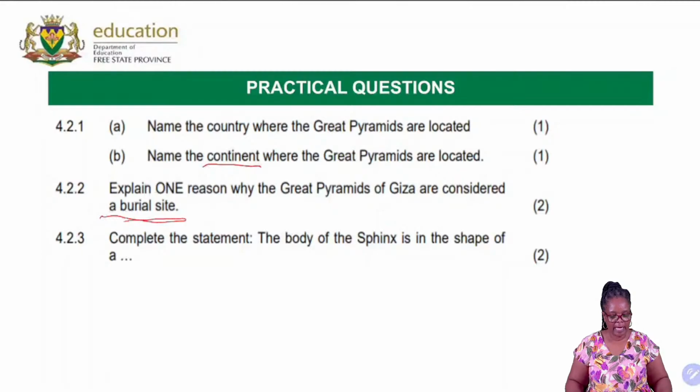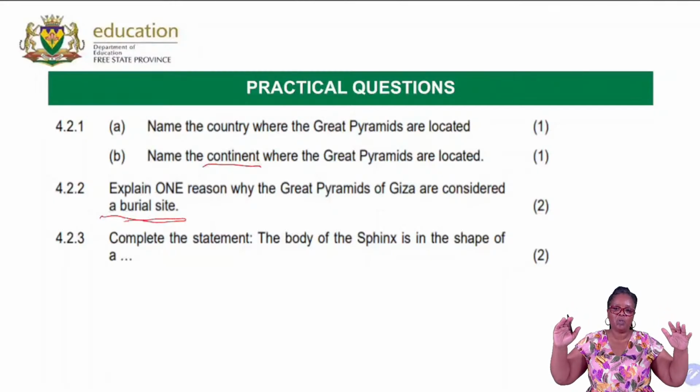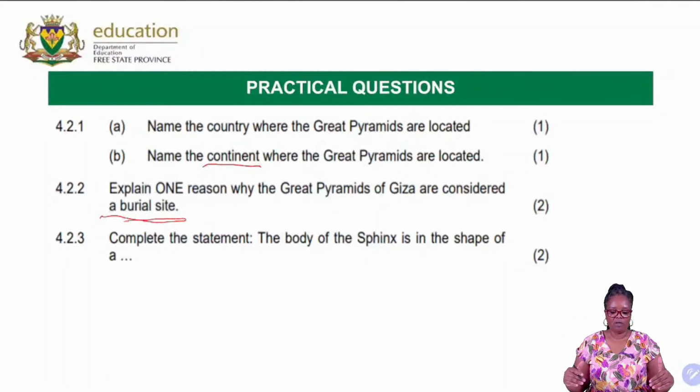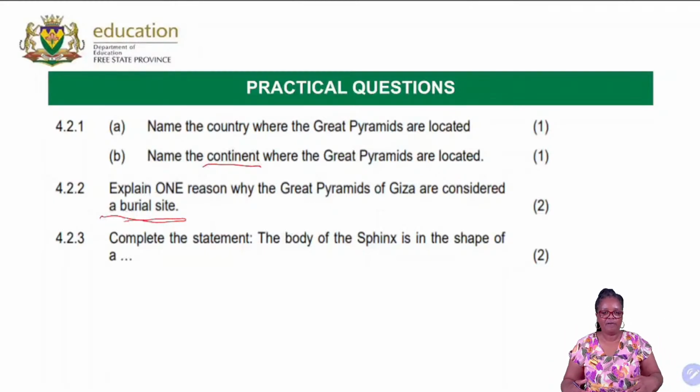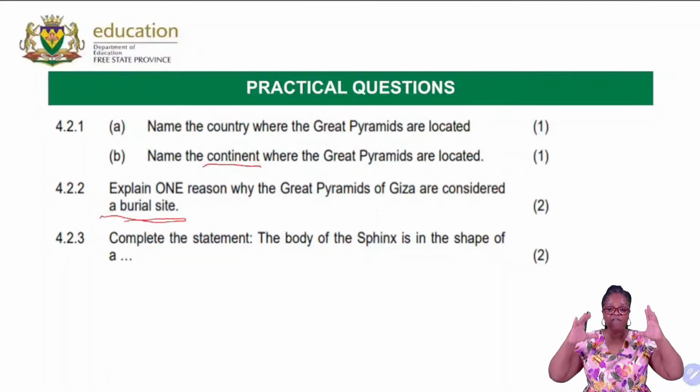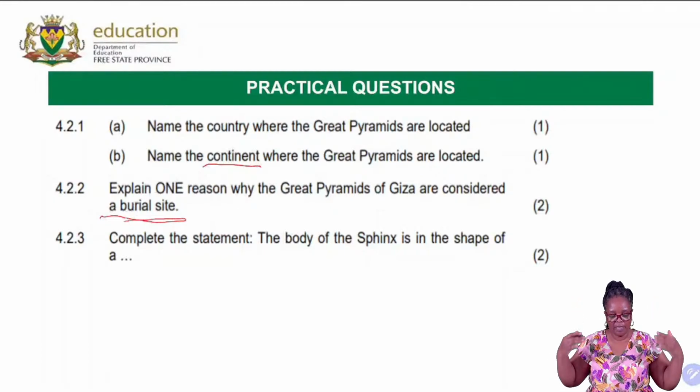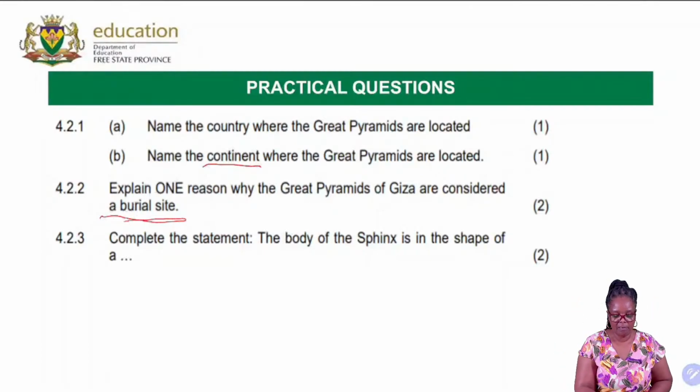4.2.3, complete the statement. The body of a sphinx is in the shape of what? Remember, I said to you last time, we have the Great Pyramids of Giza. Then in front of them, we have the Sphinx. I showed you last week. The Sphinx is in which shape? It is in the shape of a lion. Remember, the body is of a lion, then the face is a human face.